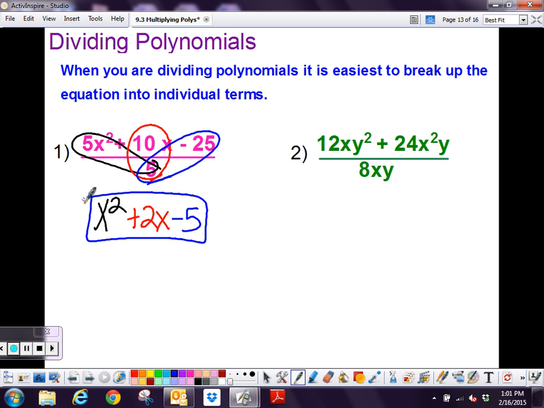Okay, but notice how number 2 is different, because now we have variables on the bottom. Think about what you do when you're dividing. What do you do with exponents? You subtract them. So keep that in mind.